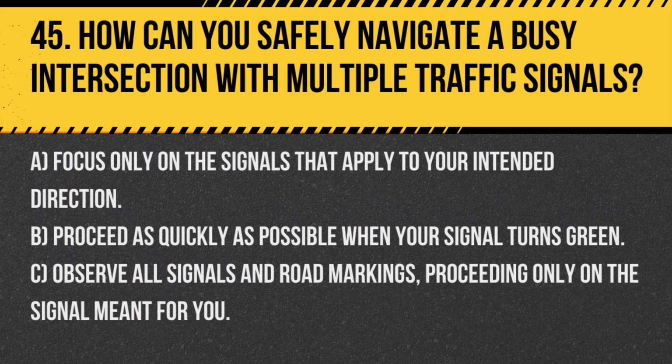Question 45. How can you safely navigate a busy intersection with multiple traffic signals? A. Focus only on the signals that apply to your intended direction. B. Proceed as quickly as possible when your signal turns green. C. Observe all signals and road markings, proceeding only on the signal meant for you. Answer. C. Observe all signals and road markings, proceeding only on the signal meant for you. This ensures you follow the correct signals for your lane and direction.